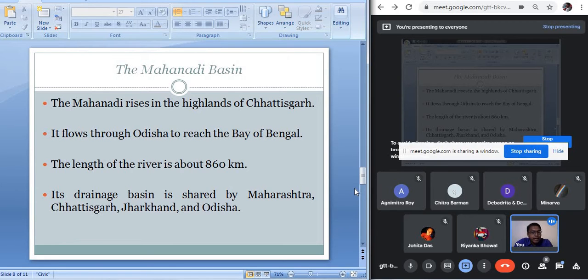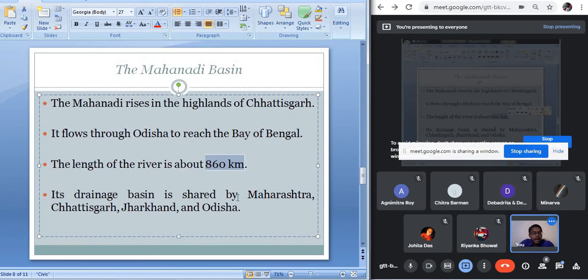The river Mahanadi is well known for its delta. The river Mahanadi has led to the formation of a delta at its mouth, in the coastal areas in the Bay of Bengal. It has a total length of 860 kilometers, and the drainage basin of the river Mahanadi can be found in the states of Maharashtra, Chhattisgarh, Jharkhand, and Odisha. So these are the states where the drainage basin of the river Mahanadi can be found.